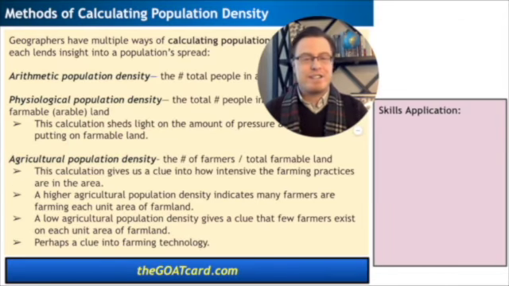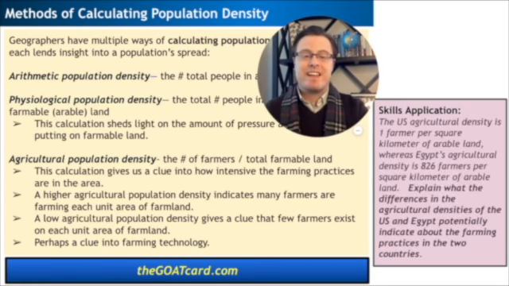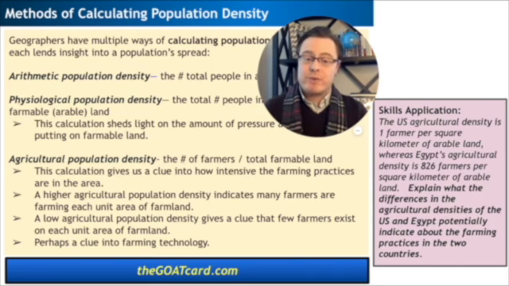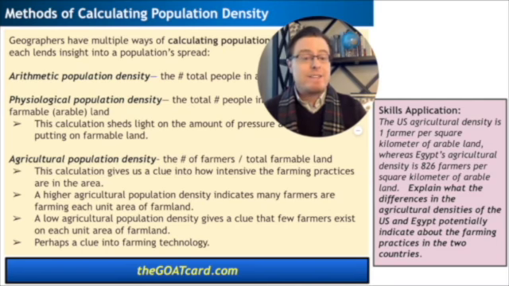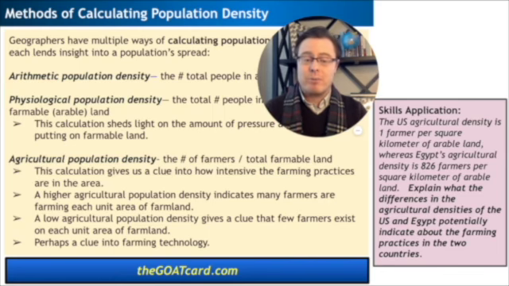All right, geography scholars, it's time for a skills application. Remember, after I read the question, pause the video, write down your own ideas and responses, and then hit play again to hear my thinking on this question. Here it is. The U.S. agricultural density is 1 farmer per square kilometer of arable land, whereas Egypt's agricultural density is 826 farmers per square kilometer of arable land. Explain what the differences in the agricultural densities of the US and Egypt potentially indicate about the farming practices in the 2 countries.